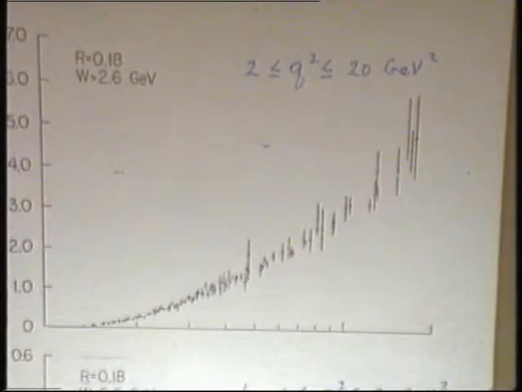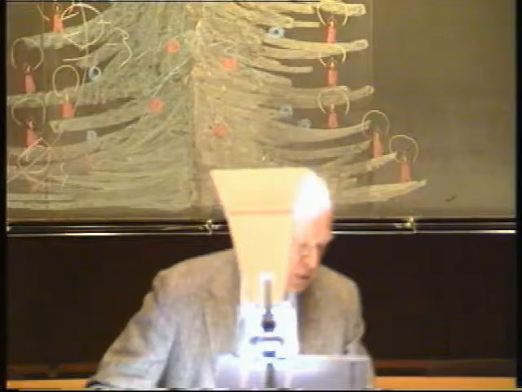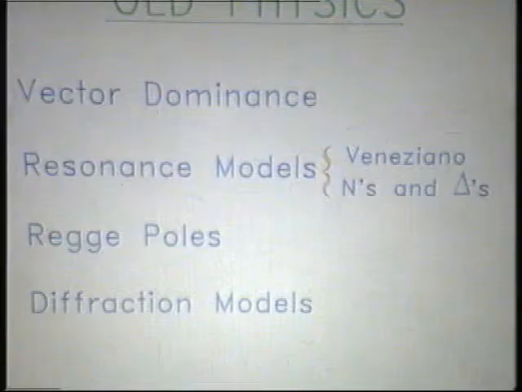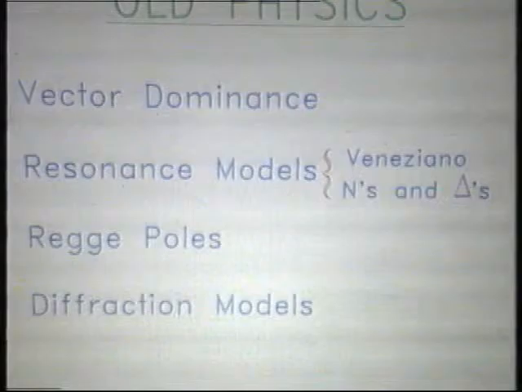Now, when this scaling occurred, and also the large cross-sections at large angles, of course, many of the old physics models came into play. There was an enormous number of calculations: vector dominance, resonance models, Veneziano, nucleons, deltas, Regge poles, diffraction models. As a matter of fact, many of these could generally account for some of the phenomena we observed, but never totally satisfactorily. And I want to talk somewhat about this in this talk.